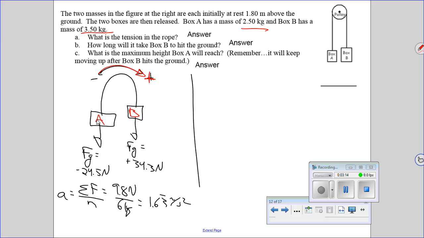To find the tension, you got to focus on one box or the other. It doesn't matter which one. So pick the one that you think is easier. In this problem, it's kind of six of one, half a dozen of the other. All right. So let's do box A arbitrarily. So here's box A. What are the things we know about box A?